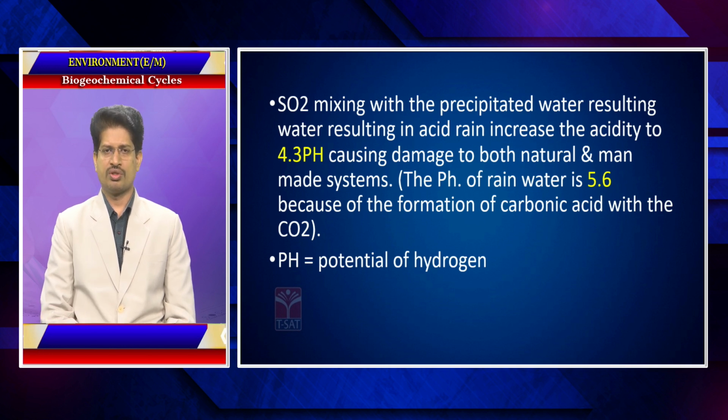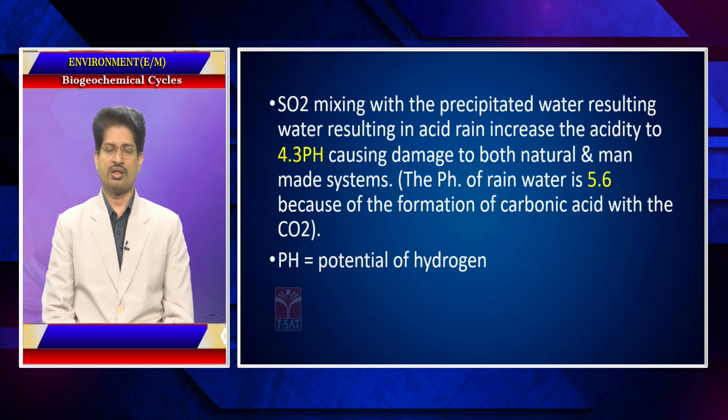So, SO2 mixes with precipitated water, resulting in the formation of an acid, increasing the acidity to 4.3 pH, causing damage to both natural and man-made systems. Here, one thing you need to know is, a question can be asked: what is the pH of rainwater? The pH of rainwater is 5.6, it is acidic. The pH of rainwater is not neutral, it is not 7, it is 5.6.